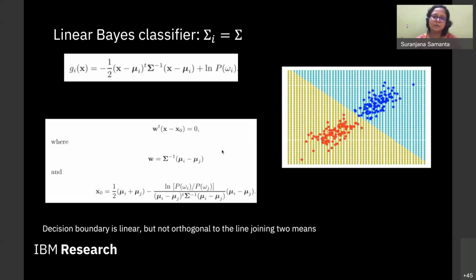Now a little more difficult case where we consider the covariance matrix, but we consider that the covariance matrices for all the classes are the same.